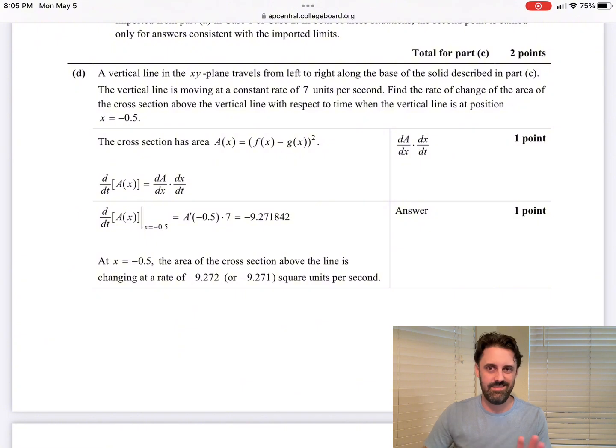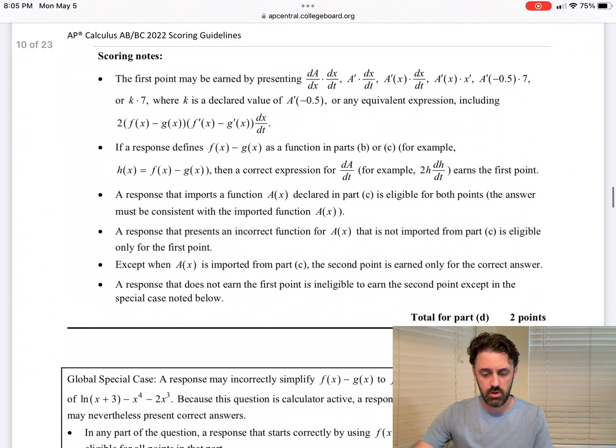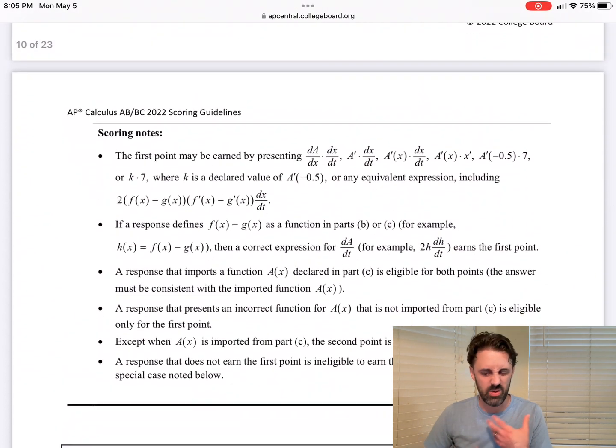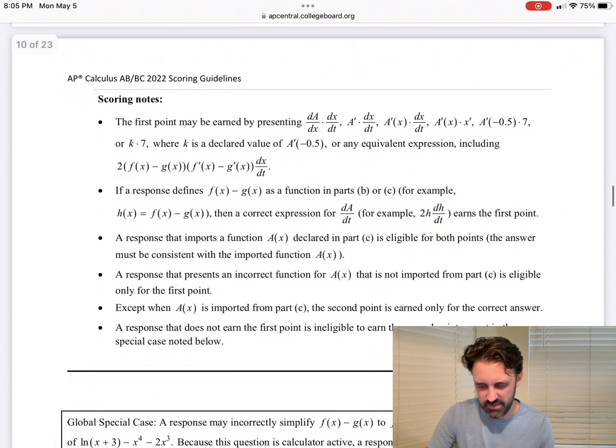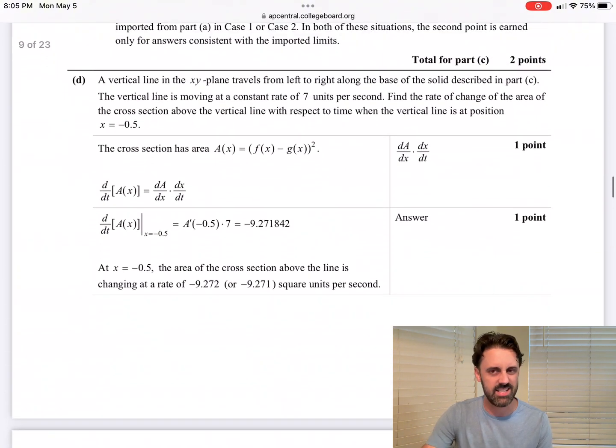Now, I don't want to get lost in the details here. This is not a huge concept. Feel free to look this over. You can even look at the scoring notes here if you're curious. What would they accept? What wouldn't they accept? All that. So let's see. It might be worth it to read that top line right there, just to see if you had the right idea. Even if you didn't have the dA over dx and the dx over dt, you could still get a point there. All right.